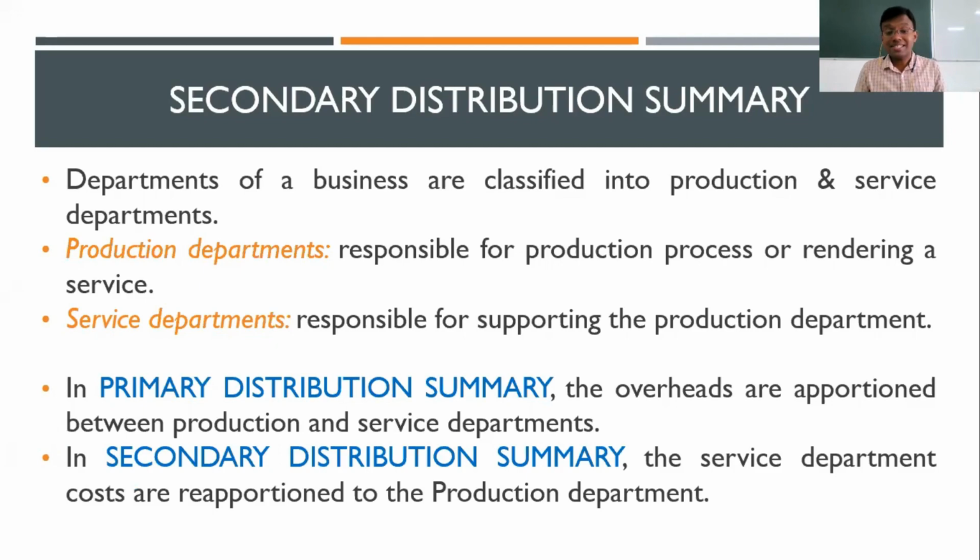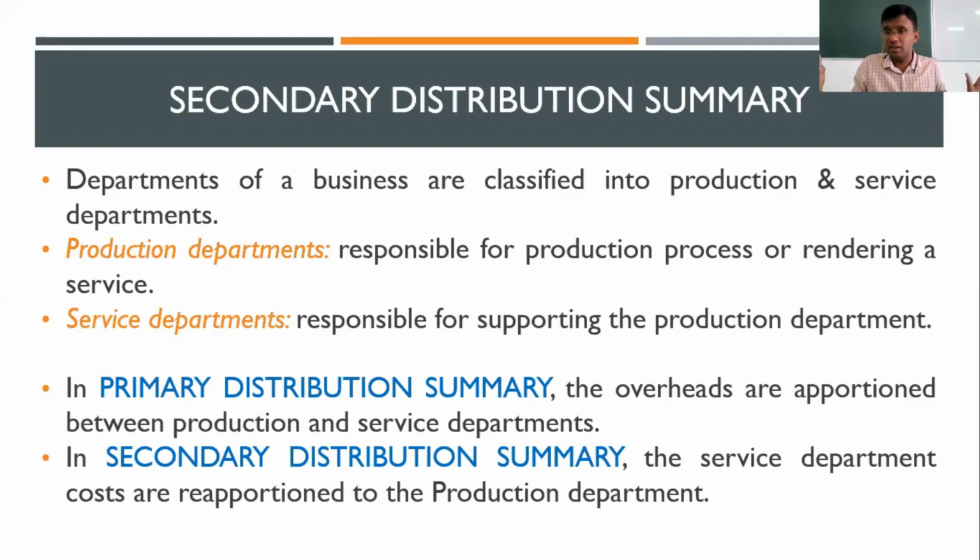Then we prepare what is called the secondary distribution summary. Now, why do we prepare the secondary distribution summary? It is prepared to reapportion the service departments' cost to the production departments. What happens is, when you prepare the primary distribution summary, the overhead is divided among the different departments. Here, the division is immaterial of what type of department you are. Whether you're production or service, you will have to take up a portion of the cost.